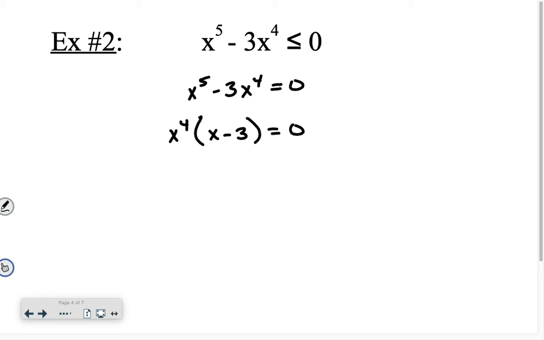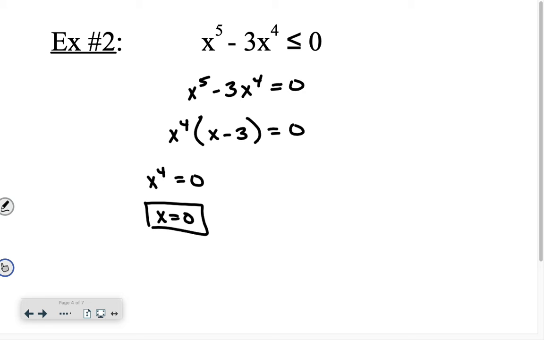And remember, whenever we get something equal to 0 and we factor, the whole point of that is the zero product property. You can't do the zero product property if it doesn't equal 0. But now I can set each factor equal to 0. So x to the 4th, I set that equal to 0. Take the 4th root, and we end up with x equals 0.